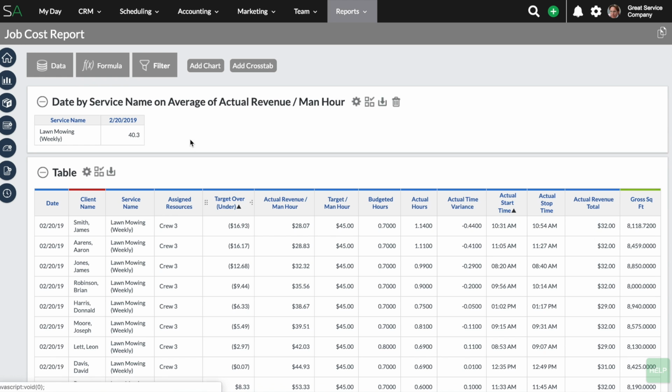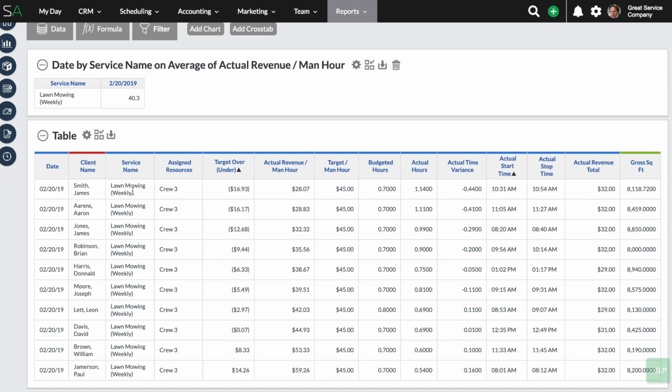I can then go back in, and I'm not going to do it for the sake of time, but I can drill in and filter this report and say, give me all the mowing for James Smith for last year or this year or the last 2 months. Was this $28.07 that we're generating per man hour an anomaly, meaning that something changed this past week? Or is this an ongoing issue?